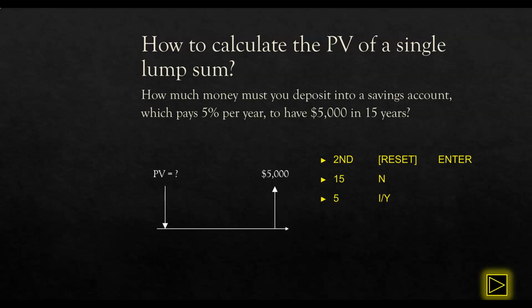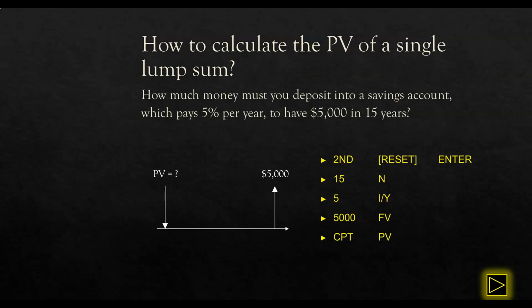One thing to take note of is that if you're using the TI BA II Plus, any number that you put in as I/Y, the calculator automatically assumes that's a percentage number. So you don't enter 0.05, and you don't enter 5%. In fact, if you do that, you're going to get the wrong answer. What you do is enter 5 for 5%, so 5 for I/Y here. And then you put in the $5,000 you're getting in the future as the future value.